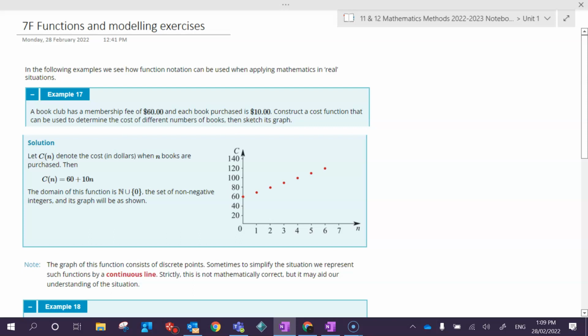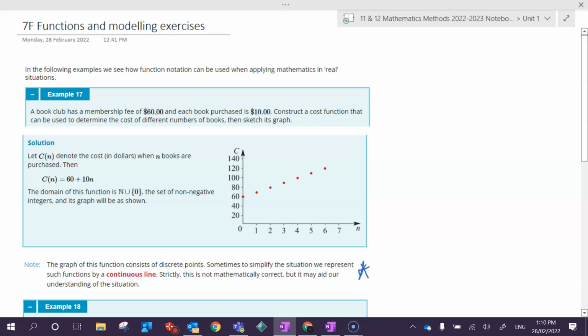This one's interesting because of this little note they make down here. So let's just read the question first. A book club has a membership fee of $60 and each book purchased is $10. Construct a cost function that can be used to determine the cost of different numbers of books and then sketch its graph. They've told us, they've defined some values. They've let C of n be the function, the cost in dollars where n books are purchased. So C of n equals 60, the fixed amount, plus $10 per book. I think we're all okay with that aspect of it.